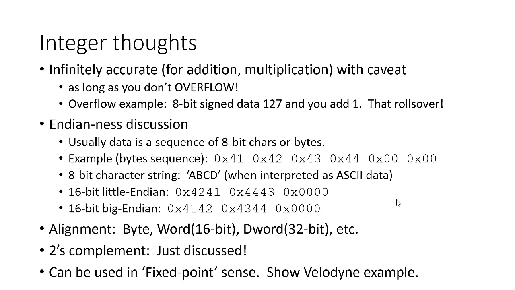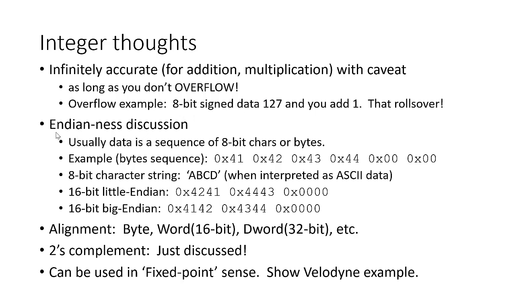I wanted to talk about a few more things on integer. Infinitely accurate for addition and multiplication. That's true as long as you don't overflow. Like if you have an 8-bit signed 127 and you add 1, you're going to roll that over. So that's a concern. Division is not accurate. You end up truncating. For example, we talked about 13 being divided by 4, and then we ended up with a 3. So that was a little bit quirky. We lost some data there. So that's for integer. So addition and multiplication are good with those caveats.